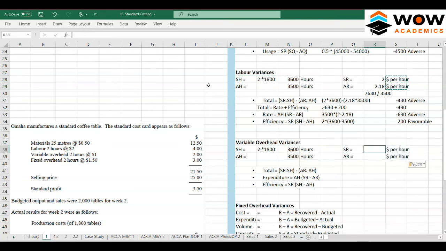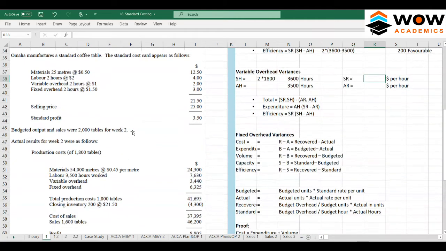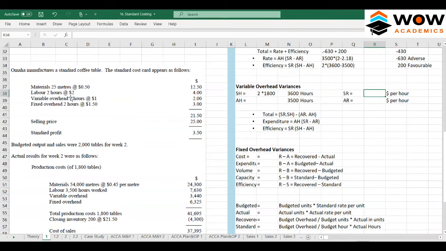The standard rate, if you see, is clearly given. It is $1 per hour. Here you can also see that labor is 2 hours per unit, and variable overhead is also 2 hours per unit. Only if this differs do you have to compute it again.